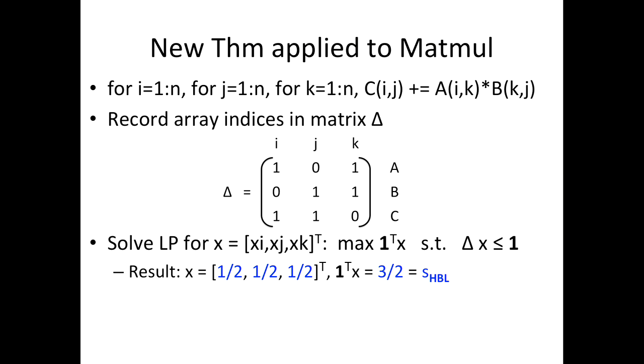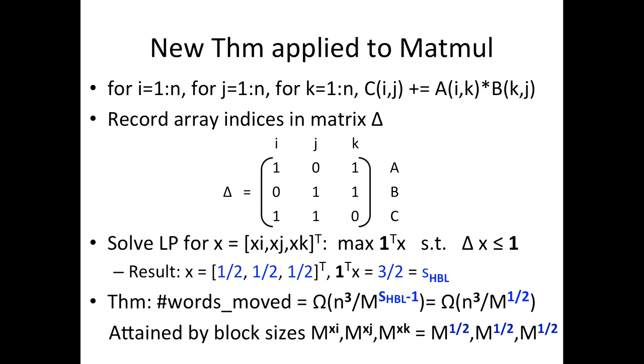HBL are the initials of 3 famous mathematicians. I will tell you who they are. You can guess in the meantime, in a couple of slides. So that's what the theorem says. You do that simple math. And it goes on to say that no matter how I organize this code, the number of words moved is going to be the number of flops divided by m to the solution of the linear program minus 1. So that's where that 1/2 comes from.